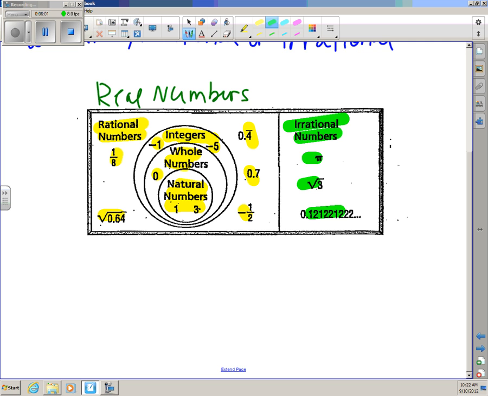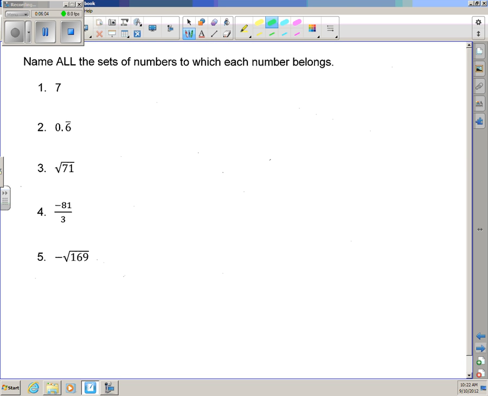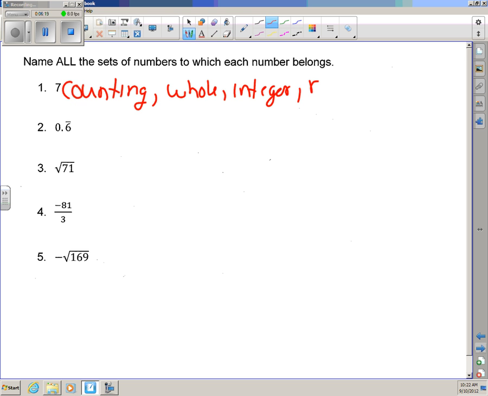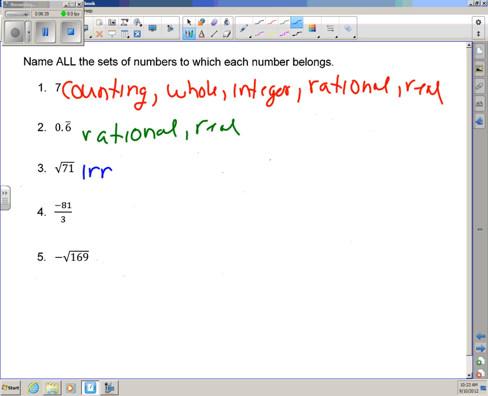Here are some examples of things that you'll be doing on your homework. The first one is name all the sets to which the numbers belong. So 7 happens to be counting. It happens to be whole. It's an integer. It's rational. And everything is going to be real. 0.6 repeating. Well, it's repeating, so it's rational. It's real. And that's it, because it's a decimal, so it's just going to be rational. Radical 71. It's a square root, but it doesn't come out as a perfect square, so it's irrational, and it's real.